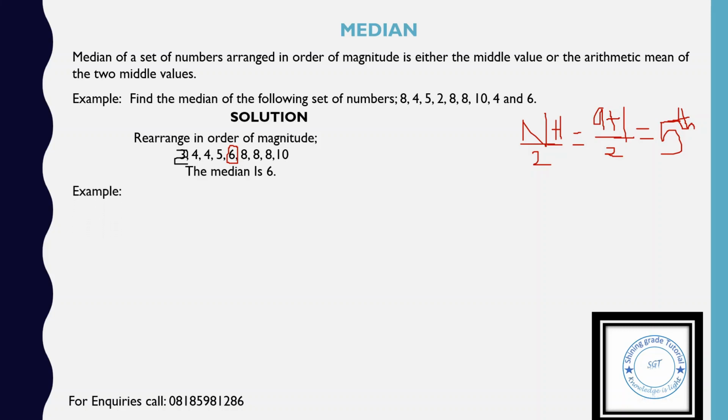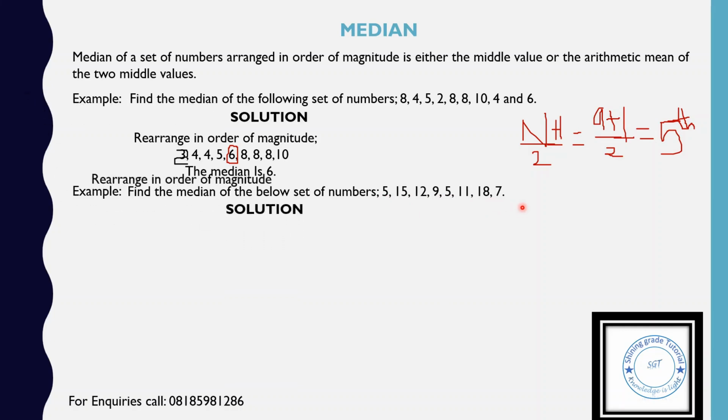So another example is this. Find the median of the following set of numbers: 5, 15, 12, 9, 5, 11, 18, 7. Solution. We arrange first in order of magnitude, in ascending order from the lowest to the highest. So the lowest is 5. So we have 5, 7, 9, 11, 12, 15, and then 18.